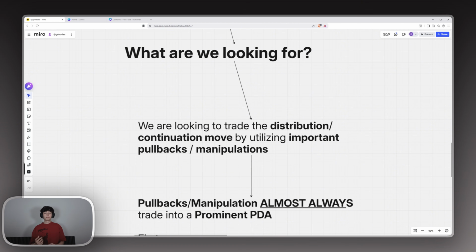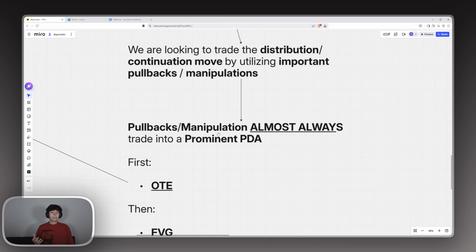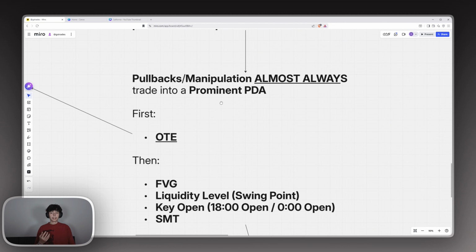You just have to keep your eyes focused on that current time frame that you're trading and what kind of idea you're looking for. So I'm going to show some more examples here in a minute to make this a lot easier to understand. But what are we looking for? What's the most important thing? So the pullback and manipulation almost always trades into a prominent PD array. Okay, the reason I say almost always is because sometimes it'll trade into one that is just not important.